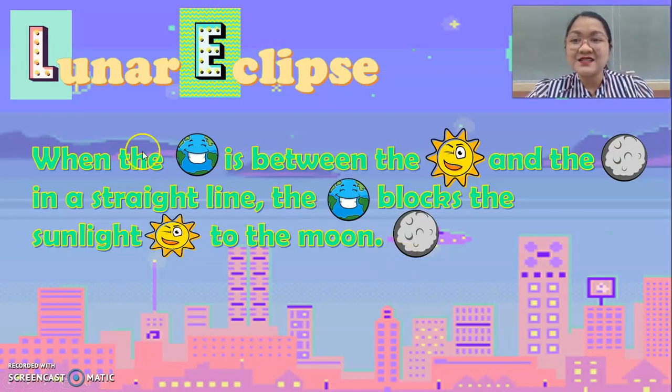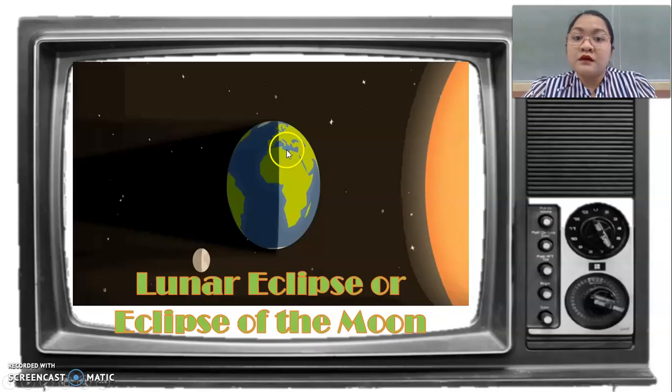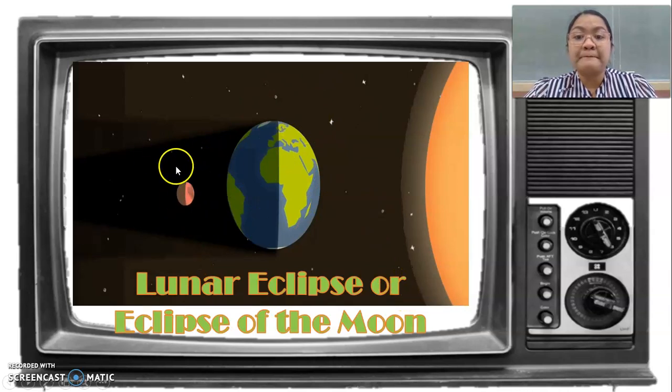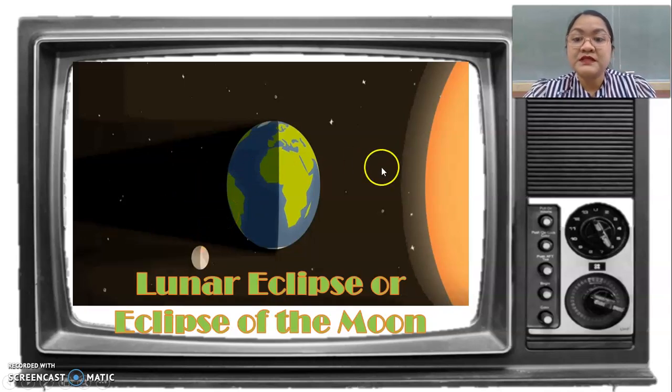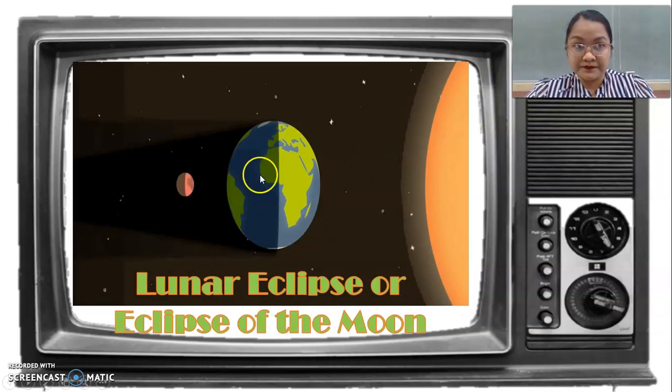Okay, next we have lunar eclipse. Lunar eclipse is when the earth is between the sun and the moon in a straight line, and the earth blocks the sunlight to the moon. So, it is the opposite. Lunar eclipse, or eclipse of the moon. In lunar eclipse, the earth blocks the moon. In the solar eclipse, the moon blocks the earth.